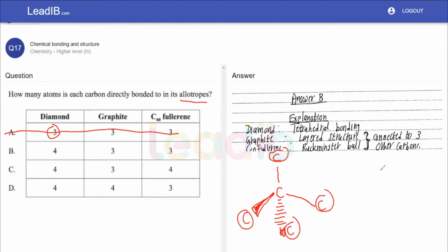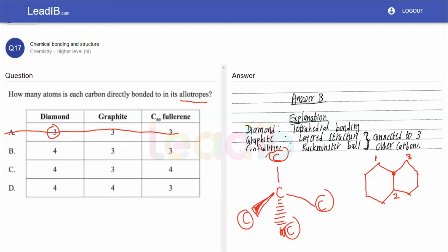Graphite, interestingly, has a honeycomb structure. Like a honeycomb, each carbon atom is connected to 1, 2, and 3. So it is directly connected to 3 other carbons. It means we can see there's a layered kind of structure, with each carbon connected to 3.